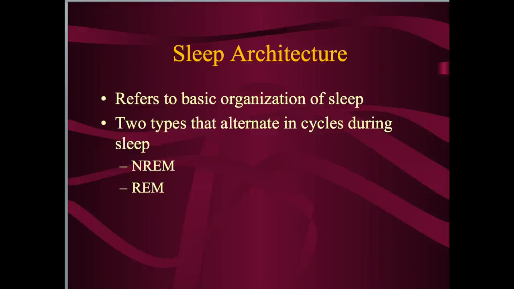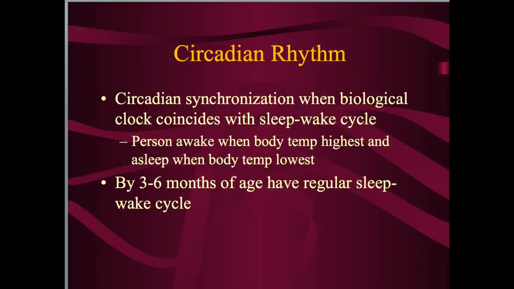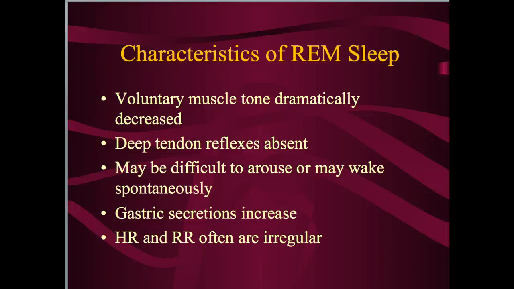There are two types of sleep important for your knowledge or understanding or differentiating between: non-REM and REM sleep cycles. Let's see, non-REM sleep cycles. Your non-REM sleep occurs when activity in the RAS is inhibited. It constitutes 75 to 80% of your sleep and has 4 stages. You have characteristics of REM sleep you want to be aware of.